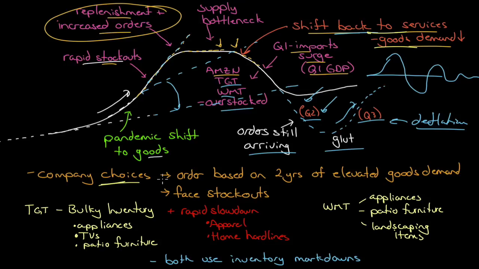Well, companies, they didn't really have a good choice to make. It was one of two things. Order based on 2 years of elevated goods demand and have inventory on hand, or face stockouts. Which one is it going to be? Are they really going to shift back to services? Are there going to be more shutdowns? Is this over? Is it done with?